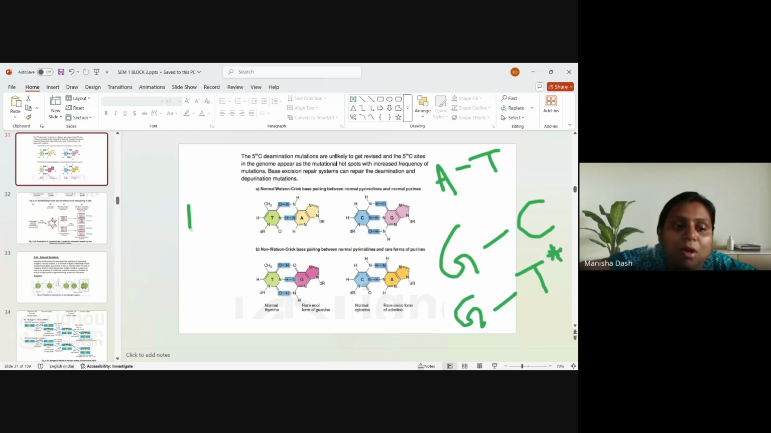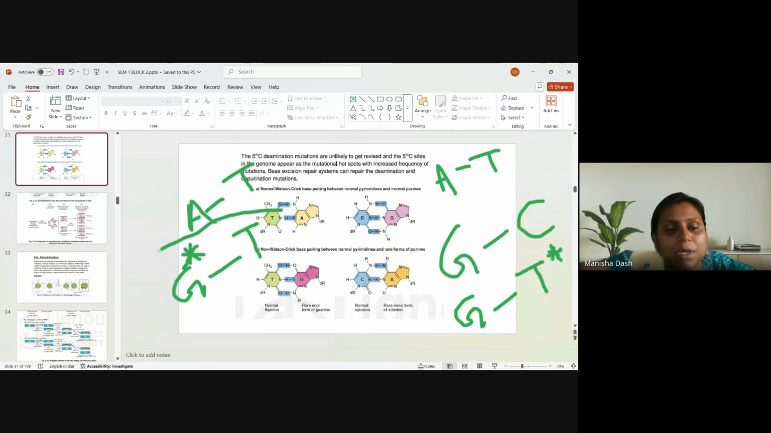Similarly, in normal condition, the adenine pairs with a thymine, but if the guanine can exist in a rare form, the thymine can also pair with a guanine. So this kind of non-Watson Crick pairing is responsible for the mutations. Okay. So this part everyone understood or not?